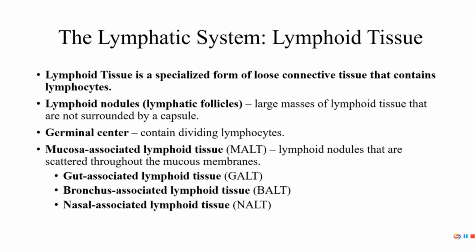When you're dealing with lymphatic follicles, or lymphoid nodules, one of the important things is they are not surrounded by a capsule. These are fairly large lymphoid tissues, but there's no capsule. That means they can swell quite large and occlude areas, like the area leading to the pharynx, as when it comes to your tonsils. They contain an area called a germinal center, and that's where lymphocytes are actively dividing.